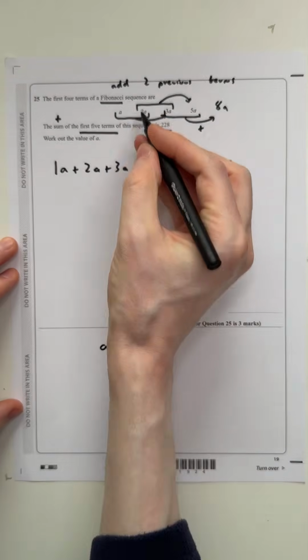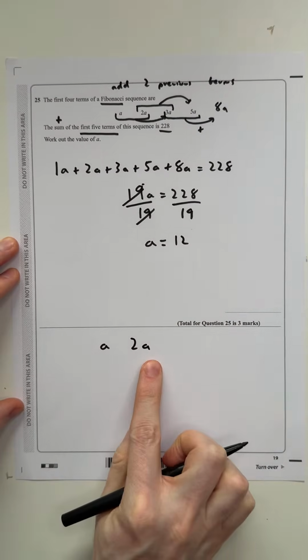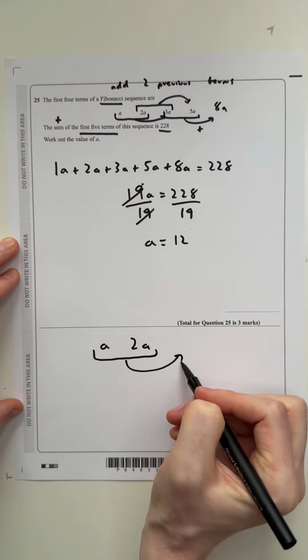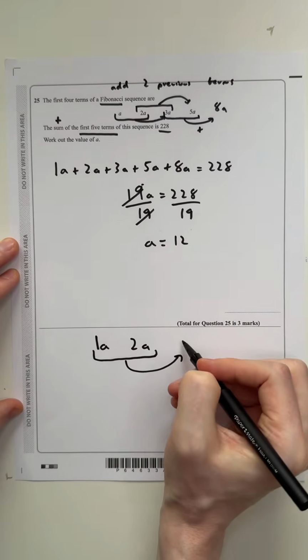So just write that again. So here we're told a, 2a. So you always add the 2 previous terms. So a add 2a, that'll give you the next term. If there's no number in front, the number's 1. 1a add 2a is 3a.